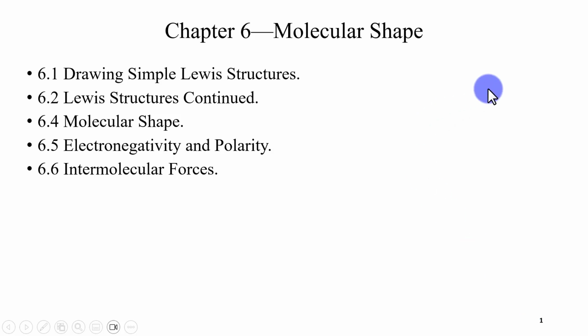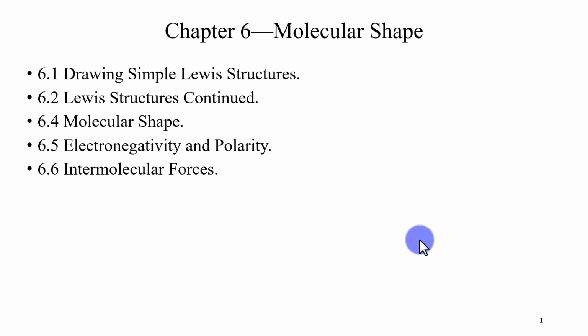In Chapter 6, we will discuss how to draw Lewis dot structures, how to figure out the molecular shape from those Lewis structures, and then discuss electronegativity, bond polarity, molecule polarity, and how those two things can influence intermolecular forces. We will skip section 3 of chapter 6, which is resonance structures.